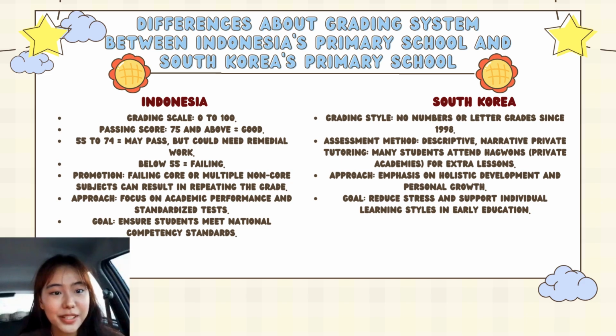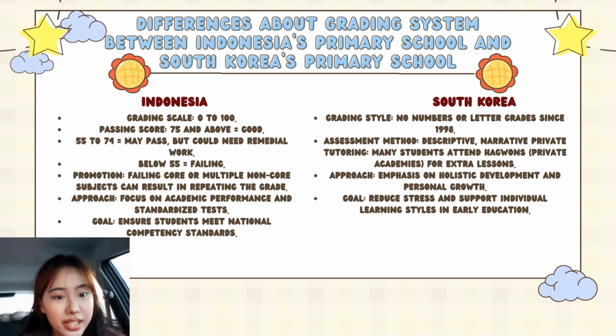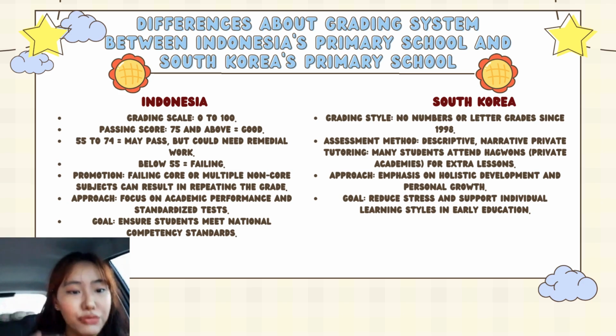Now, between the primary school grading systems in Indonesia and South Korea, these two countries take very different approaches to evaluating students' performance, and each system reflects their unique educational values. Let's start with Indonesia. In Indonesia, primary school students are graded using a numeric scale from 0 to 100. A score of 75 or above is considered good, while scores between 55 and 74 may still pass, but the students might need extra help or remedial work. Anything below 55 is failing.